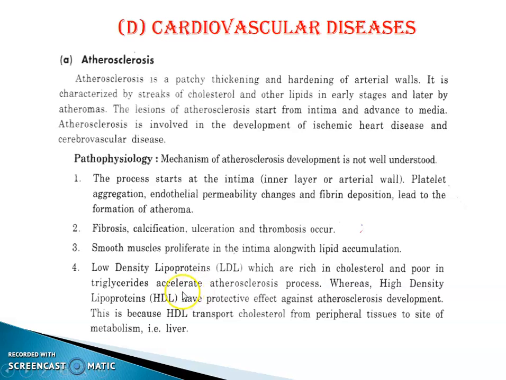LDL, which is enriched with cholesterol and poor in triglyceride, accelerates the atherosclerosis process. Whereas HDL has a highly protective effect against atherosclerosis development. This is because it transports cholesterol from peripheral tissue to the site of metabolism, that is the liver.